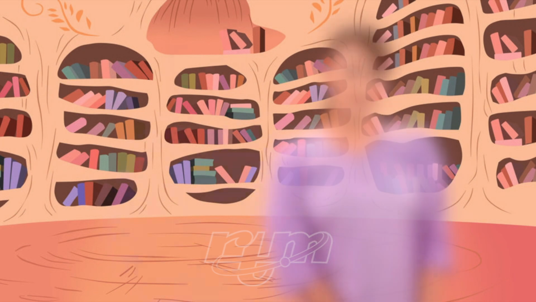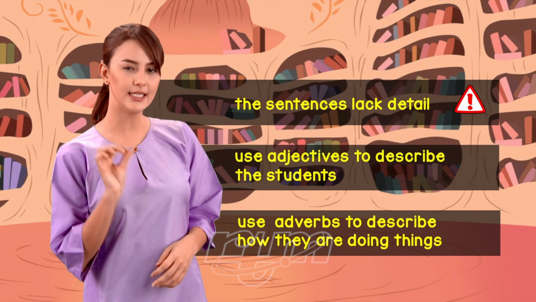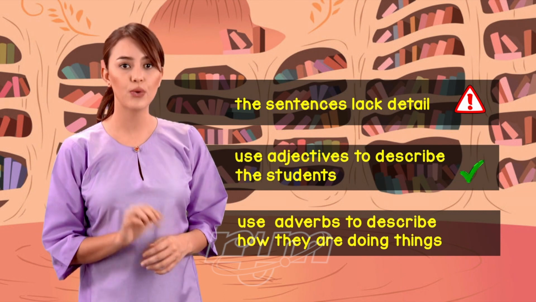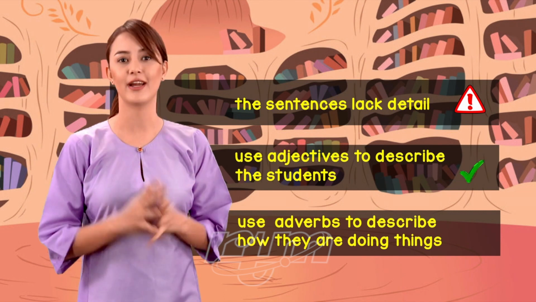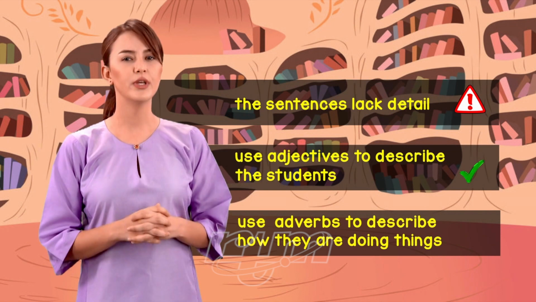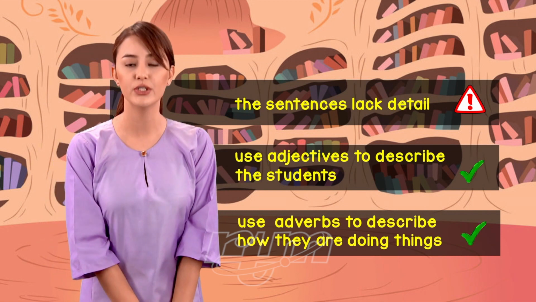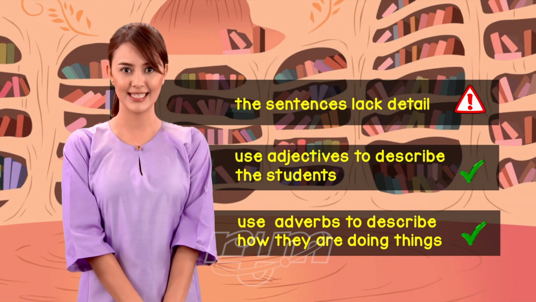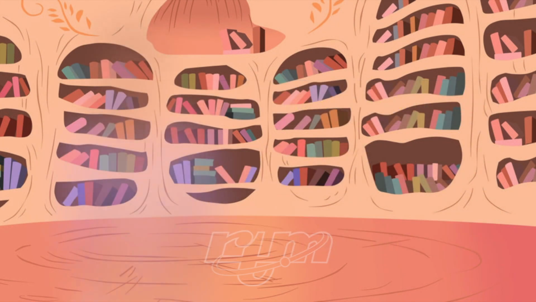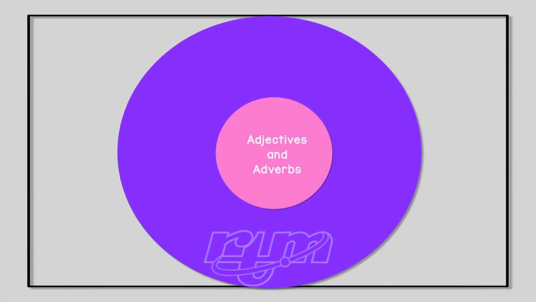But you know, we are still missing something. That's right, the sentences lack detail. We need to describe the students and how they are cleaning the classroom. We can use adjectives to describe the students, while we can use adverbs to describe how they are doing things. Here's another circle map. These are the words I have come up with.